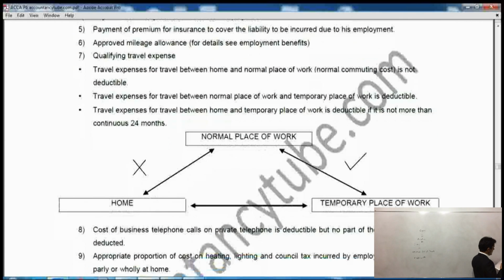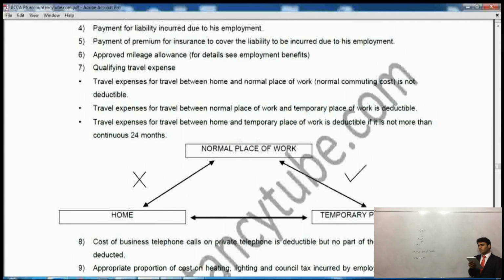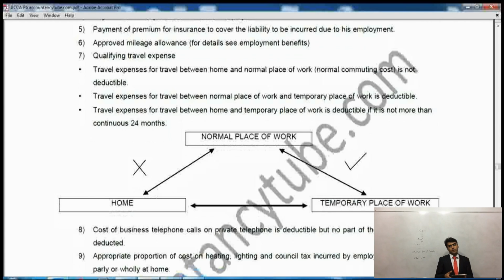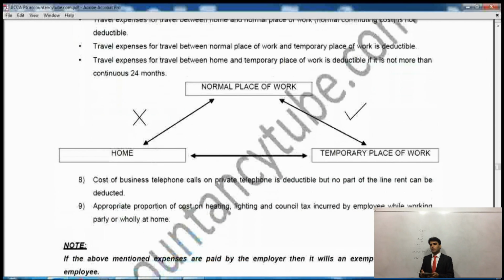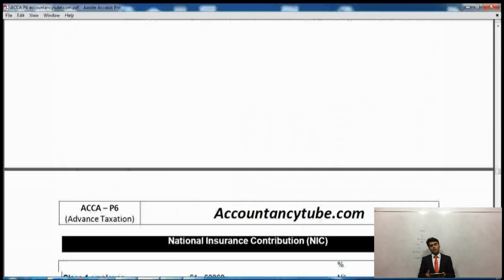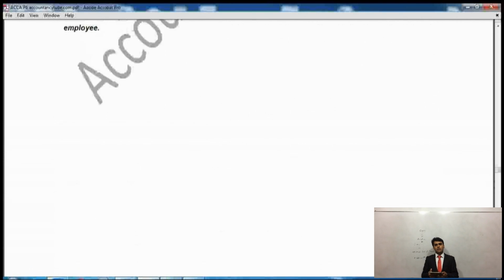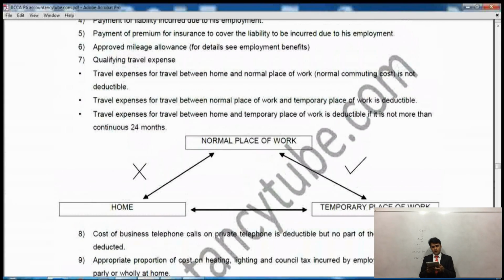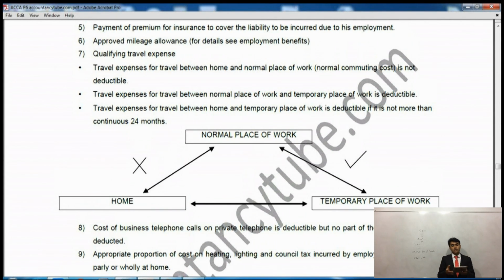Then it says payment for liability incurred due to his employment. Say for example, if you were going to do an audit and you breached some sort of law while doing the audit or some tax consultancy, then if you have incurred some penalty, you'll have to pay that penalty, and if you paid that penalty, that will also be an allowable deduction.